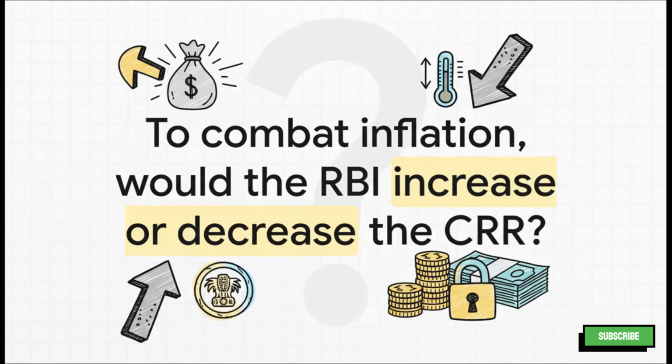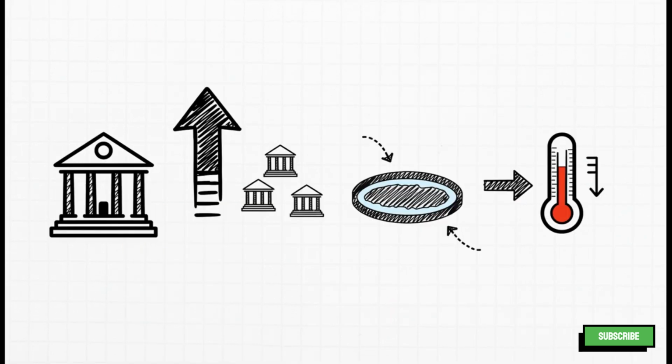Time for question number 3. Let's put this into practice. If the RBI wants to fight inflation, would it increase or would it decrease the cash reserve ratio, the CRR? The correct answer is the RBI would increase the CRR. And why is that? Well, think about it. A higher CRR means banks have to park more of their money with the RBI, leaving them with less to lend out. This sucks extra cash out of the system and helps cool down inflation.